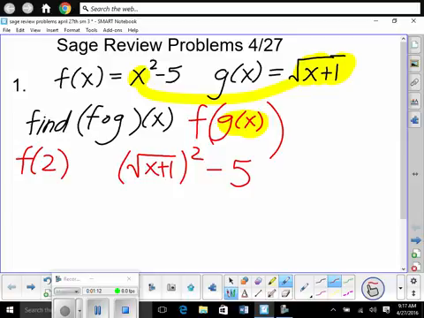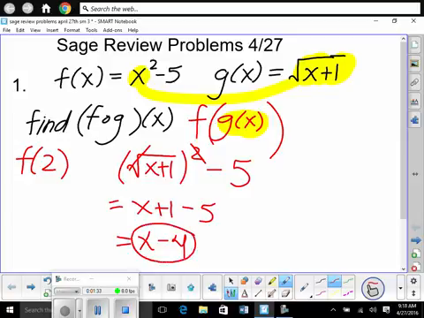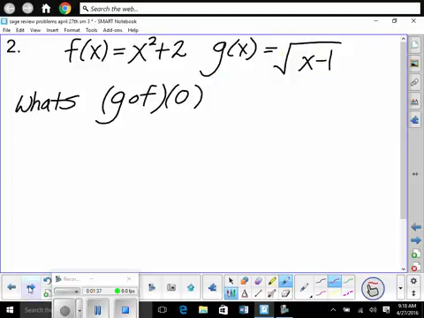So now we would simplify it. Luckily in this one, the square root and the square are inverses, right? So those cancel out. That leaves us with x plus 1 minus 5. So our final answer would be x minus 4. That's f composed of g. Questions on that one? Okay. Next one.